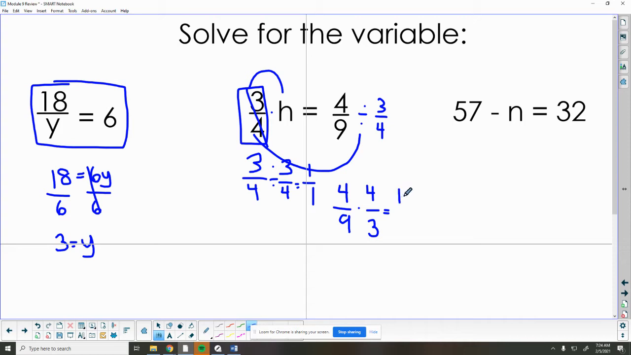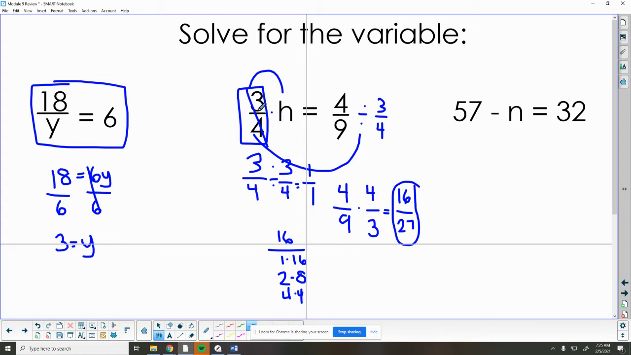So 4 times 4 is 16. 9 times 3 is 27. So let's see if there is anything else that can go into 16 and 27. So I'm thinking of some factors of 16, 1 and 16, 2 and 8, 4 and 4. So 16 can't go into 27. Neither can 8, neither can 4, neither can 2. So 16/27 is as simplified as that can go.